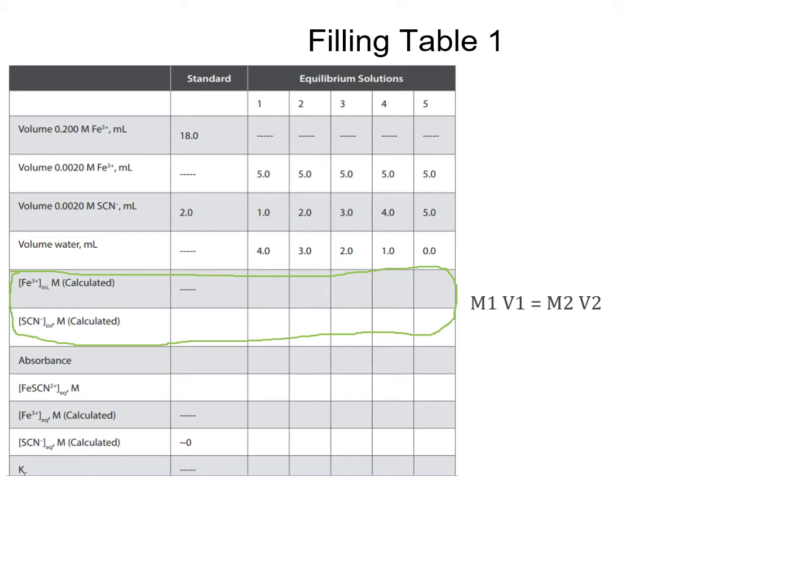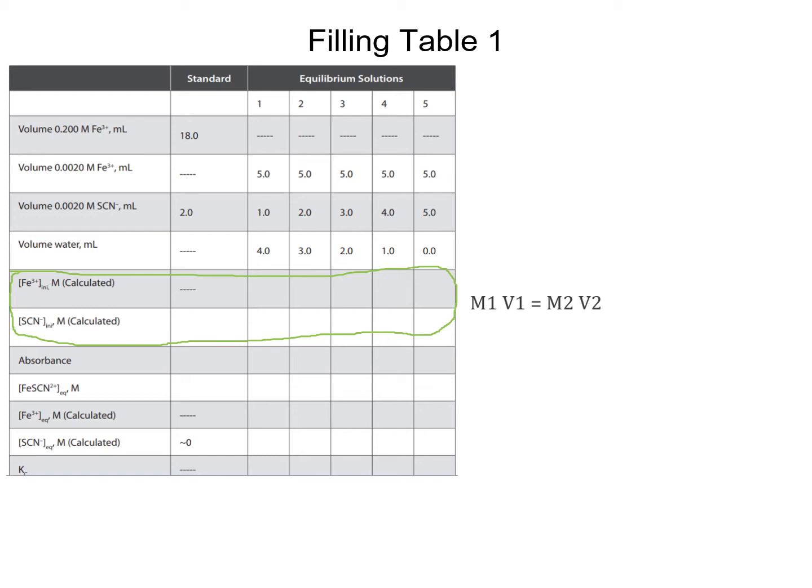So you realize here that you have 2 values for your iron 3+, and this one only applies for the standard because you are going to use the 0.2 molar iron 3+ for your standard. But for the other varying concentrations that you use in determining equilibrium values, you are going to use the 0.002 molar.